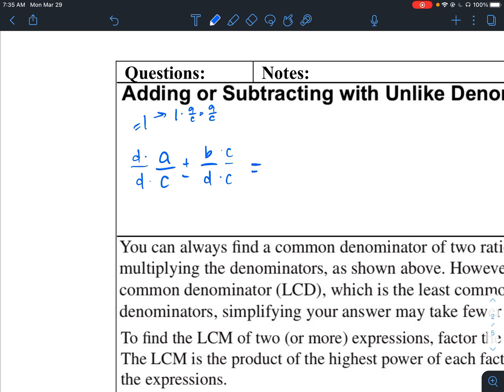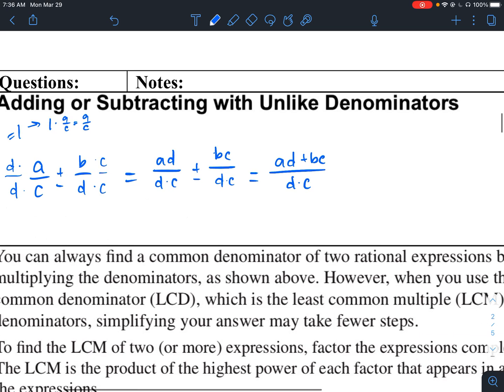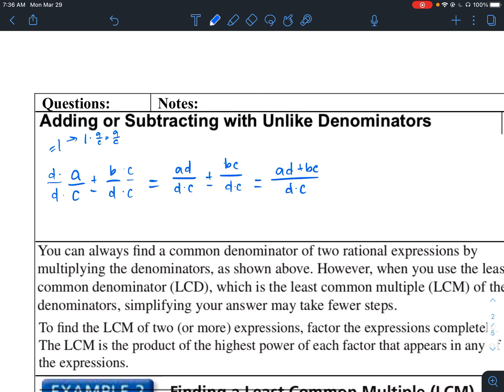So when I do this, this comes out to be a times d on the numerator, and on the denominator, d times c. And then plus or minus, and then I have b times c on the numerator here, over d times c on the denominator. So you see that we now have a common denominator, so I can add the numerators at this point. So ad plus bc over d times c. And this is, of course, when c and d do not equal 0.